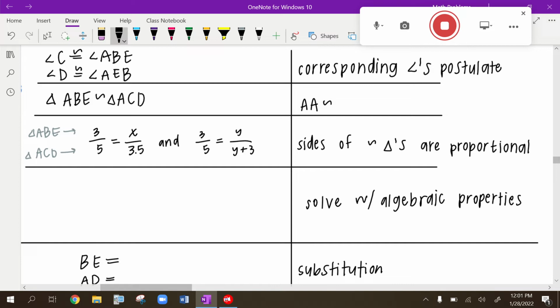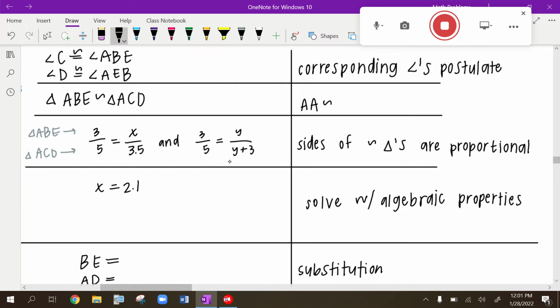Now, I'm not going to make you write out the justifications for every step with the algebraic part of this, since we've already done that many times. In the first part, let's go ahead and solve for x first. Cross multiply 3 times 3.5, divide by 5. This one is just one simple step. You get x equals 2.1.